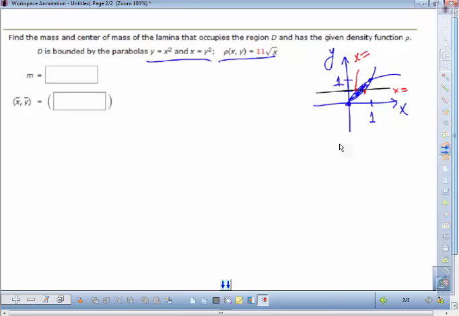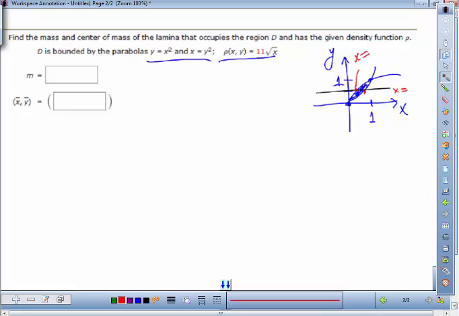Okay, so we must have been trying to find the center of mass. We're going to find the mass, and then we're going to find some other stuff. Oh, so I think we were on our way here to find the limits for x and y to set up our integral. So we're going to find our x values.